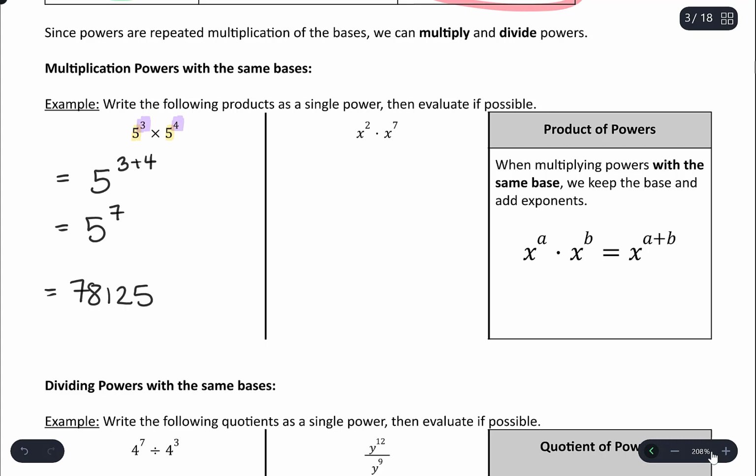Now, if I put 5 to the exponent 7 into my calculator, I find out that I get a standard form of 78,125. Now, if you're not familiar with how to put this into your calculator, please reach out to your neighbor and see if your neighbor can help you with your calculator. Otherwise, in our next lesson, please let me know and I can help you out with your calculator.